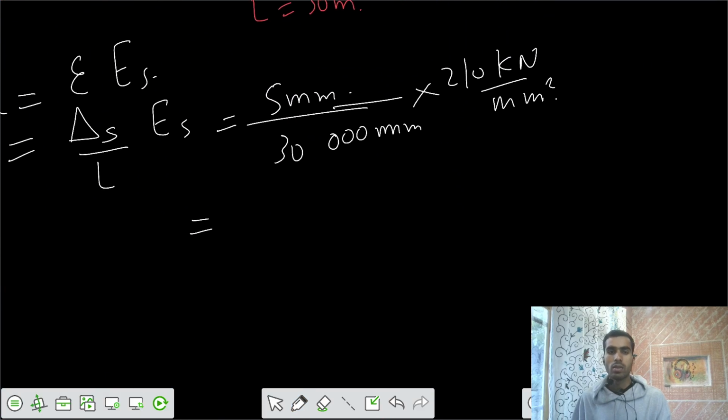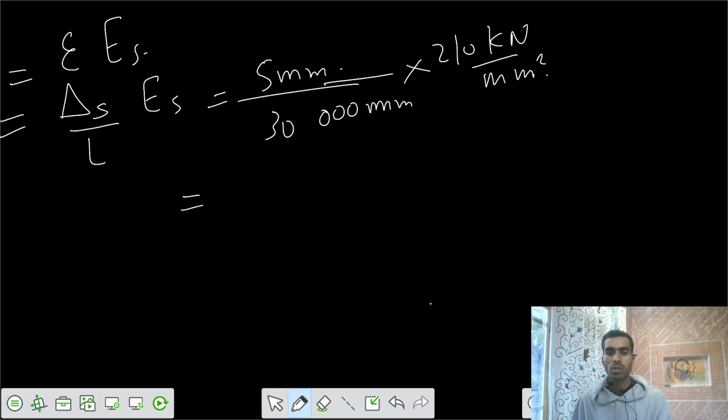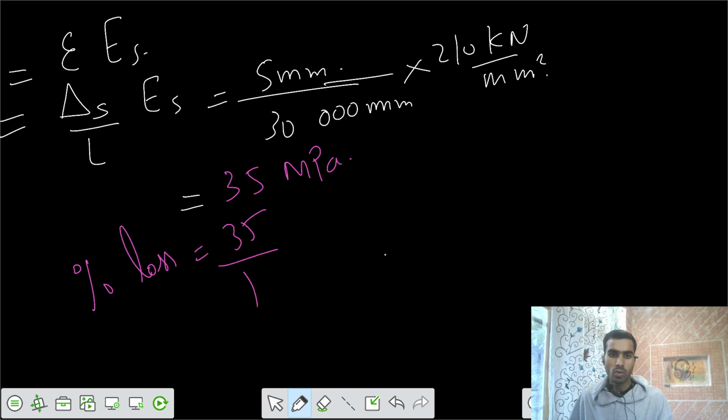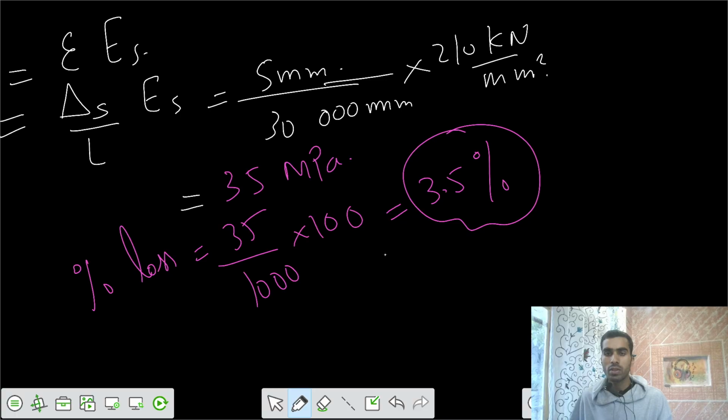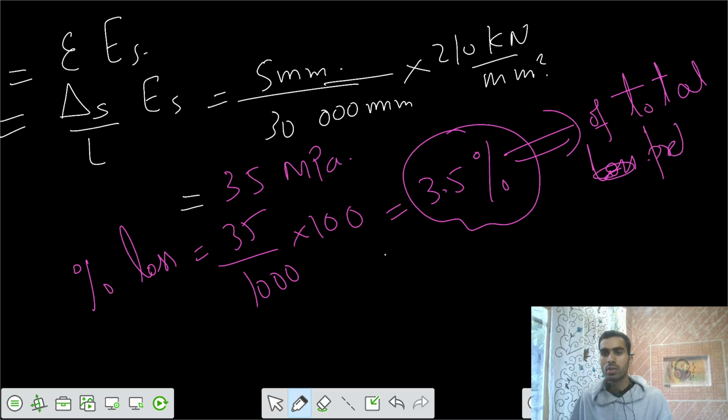Okay, 1000. So from this, can you calculate what is the loss? I would say the loss here is 210 into 5 divided by 30. This is 35, so 35 megapascal is there. So percentage loss is 35 divided by total 1000 into 100. That is how much? 3.5%. 3.5% of the total pre-stress has been lost by this anchorage slip.